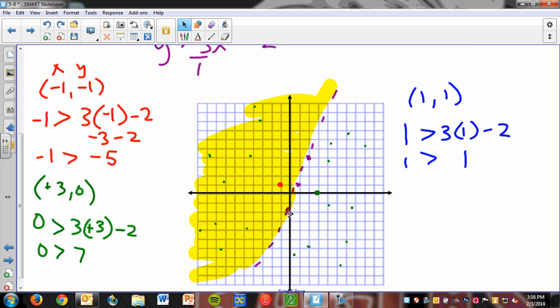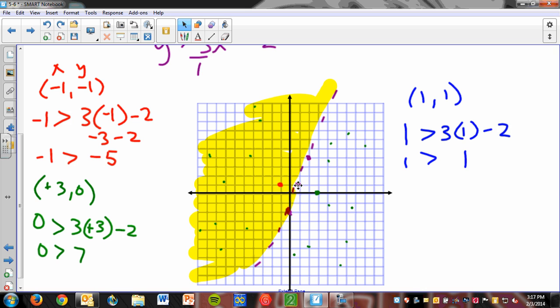And then we can check one right on our line. Let's check this point right here. Plug it in. 1 is greater than 1. 1 is not greater than 1, it equals 1. So it's not a true statement, even though it's close. So that's why we have this dashed line, because that won't work.